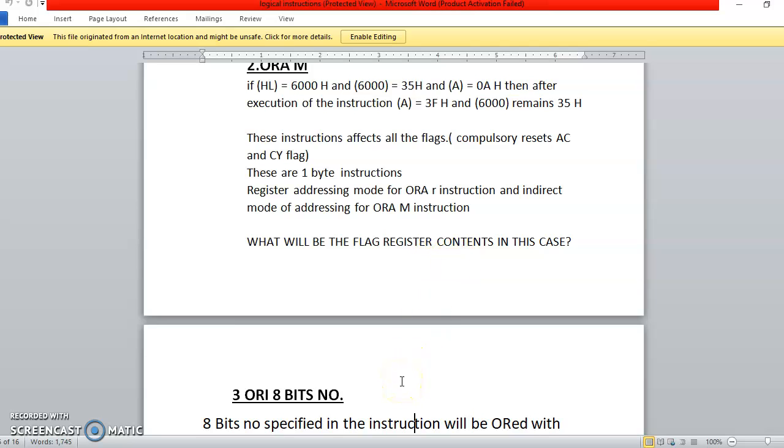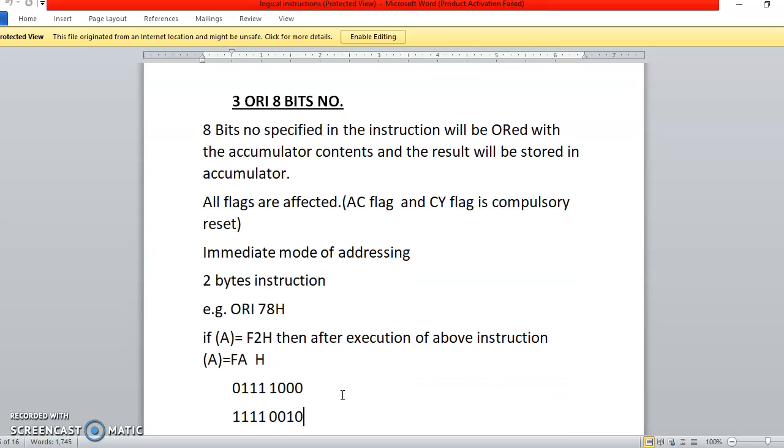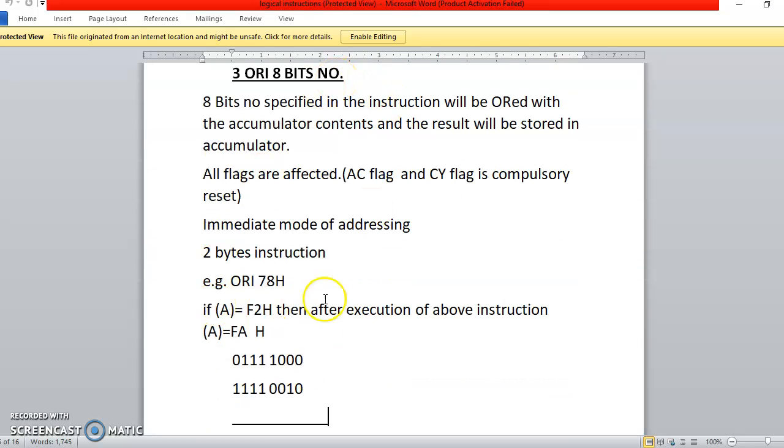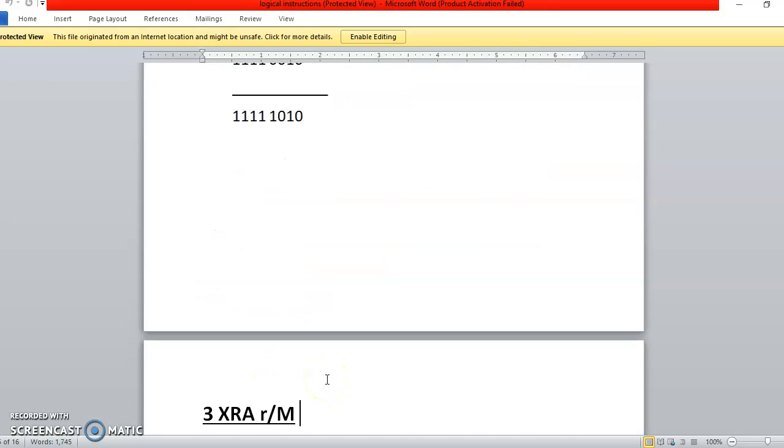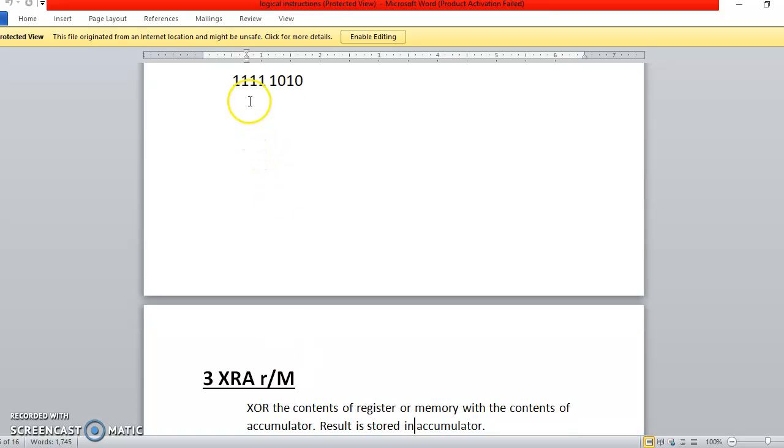Now similarly, if I have 8-bit data, it will be ORI, and then the 8-bit number. The 8-bit number will be ORed with the accumulator. So whatever the 8-bit number mentioned in the instruction is, that is 78, will be ORed with F2. If you see, when one of the inputs is 1, the output will be 1, or when both the inputs are 1, the output will be 1. So in this case, you get FA as the value in the accumulator. That is the result in the accumulator. Find out what the flag register contents will be.